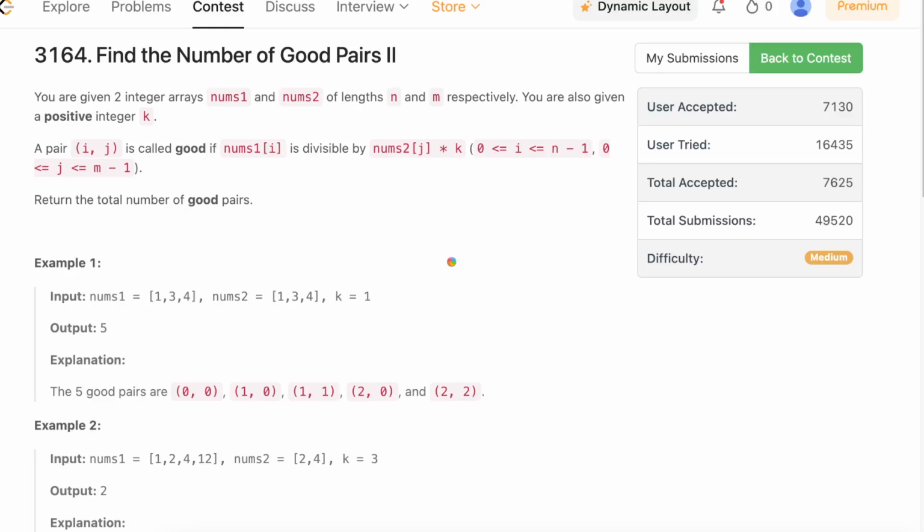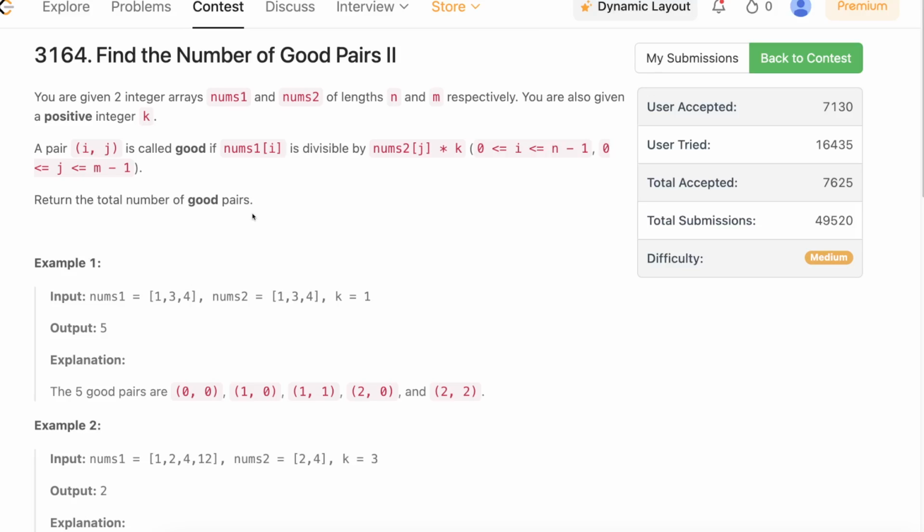Hello everyone, welcome back. In this video, we'll be discussing the first and the third problem of today's weekly contest: Find the Number of Good Pairs 1 and Find the Number of Good Pairs 2. Both the problems are exactly the same. The only difference lies in the constraint. We'll be discussing two different approaches to this problem: one by going over all the factors, and the second by going over all the multiples.